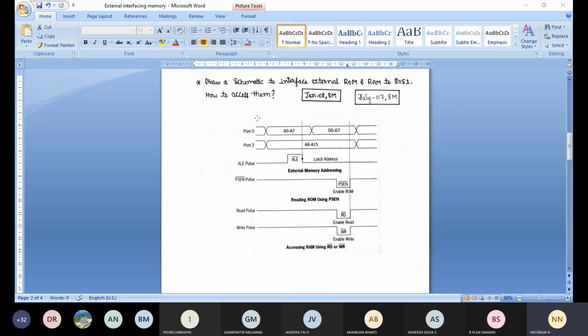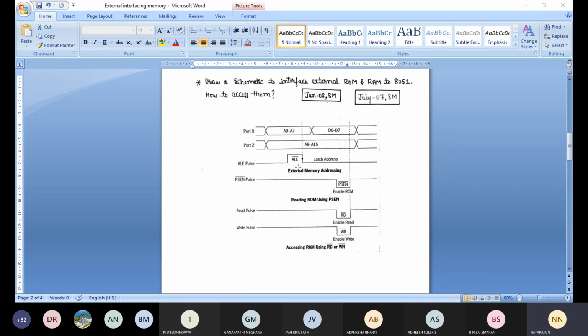Okay, with respect to the schematic diagram, they had already given what we discussed: port 0 and port 1 with respect to ALE, which we can call external memory addressing. What we are going to discuss is how we separate the address and data lines in port 0, and how we transmit the higher byte of address, A8 to A15, in port 2 when ALE is equal to 1. What is the condition? ALE is equal to 0. That we can call external memory addressing.